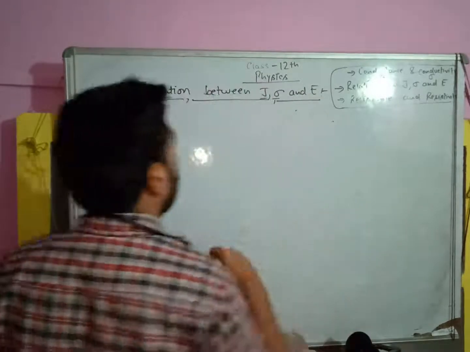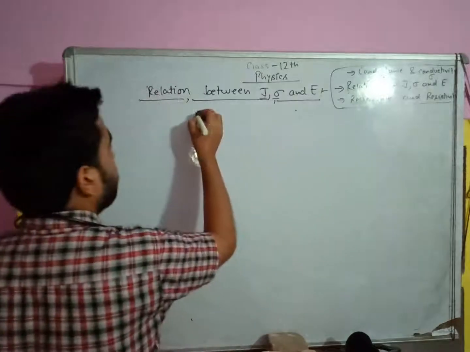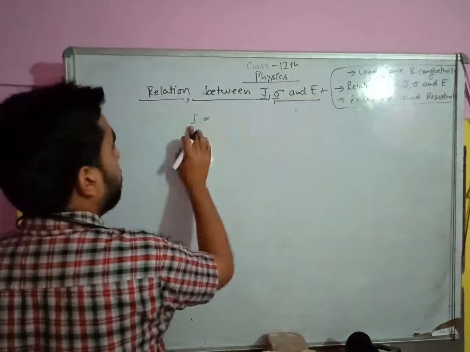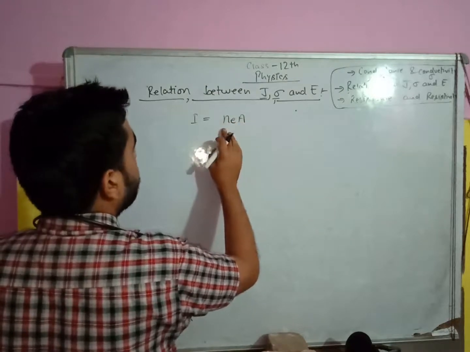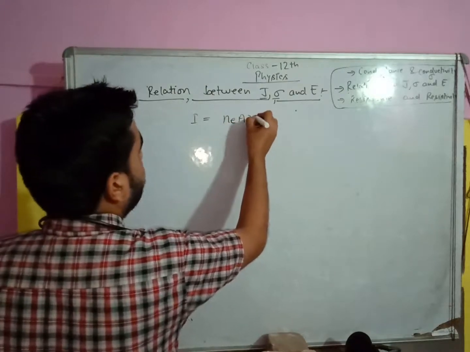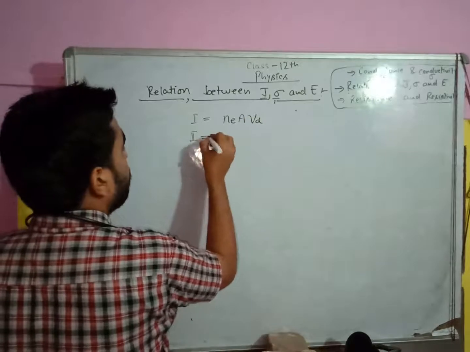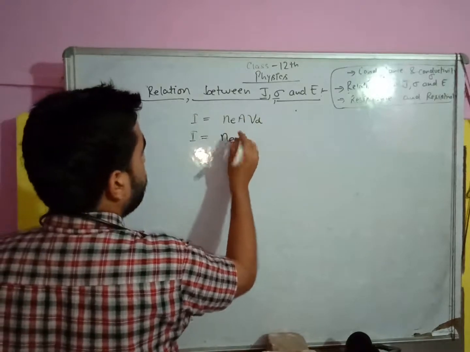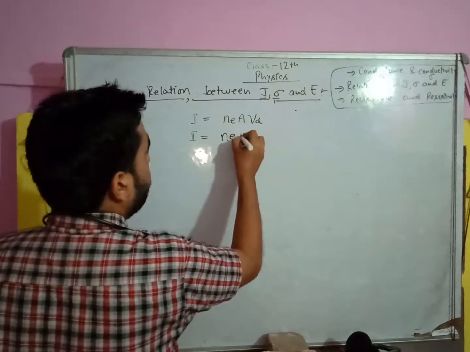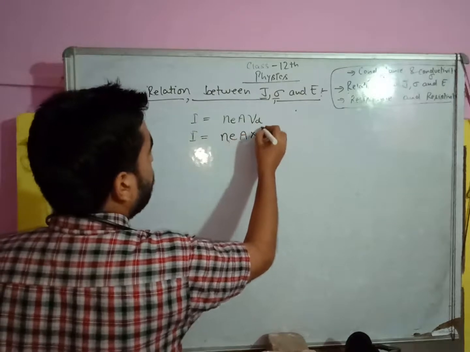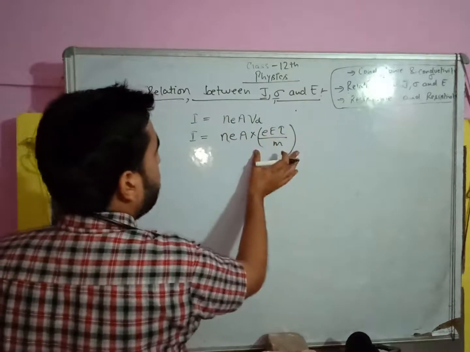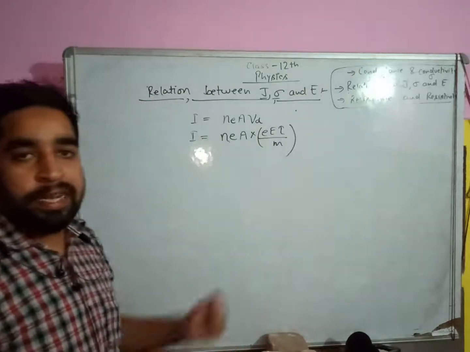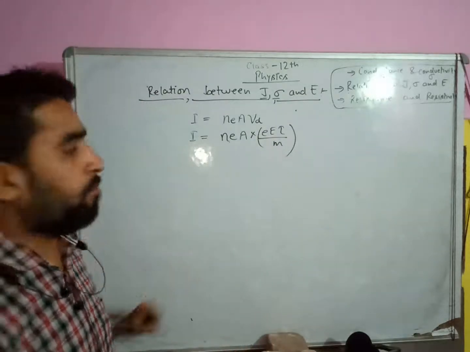If you remember one relation we have studied, the relation between current, relaxation time and drift velocity: I is equal to n e A Vd. Now, if we substitute the value of Vd, what is the value of Vd? Vd is equal to e E tau upon m. Remember, I am taking only the magnitude, that is why I haven't written negative.